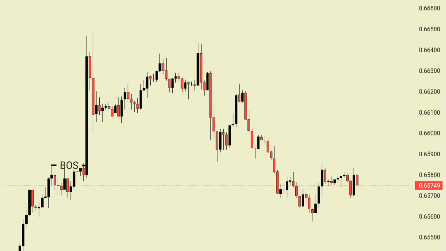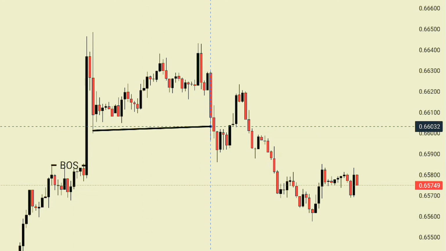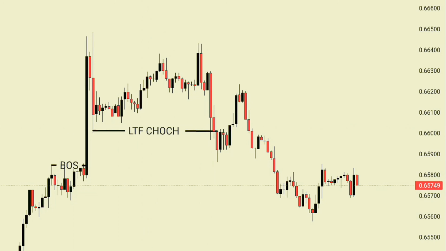After the bullish break of structure, price starts correcting. Zooming into the low time frame, we can clearly see a bearish low time frame change of character. This is important. Even though the higher time frame is bullish, this temporary bearish change of character shows the retracement phase. This tells us that price is pulling back to pick up liquidity before continuing the bullish trend.